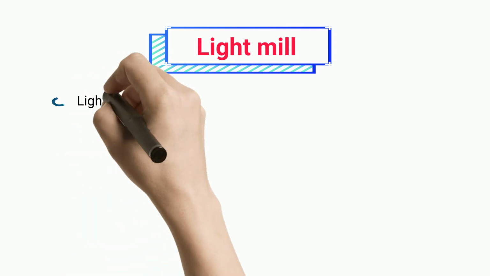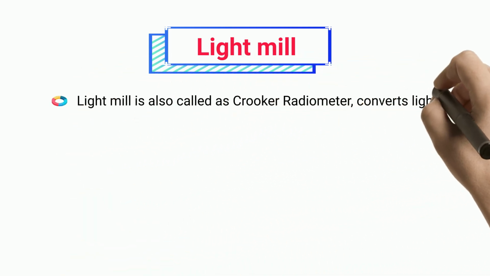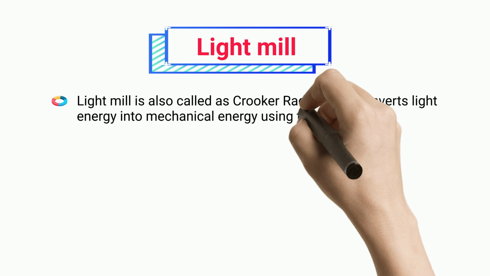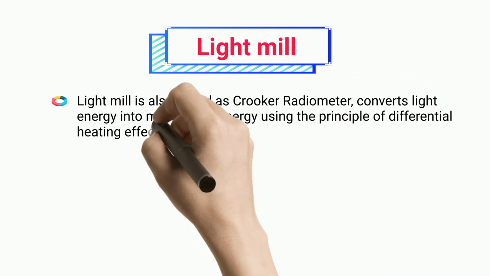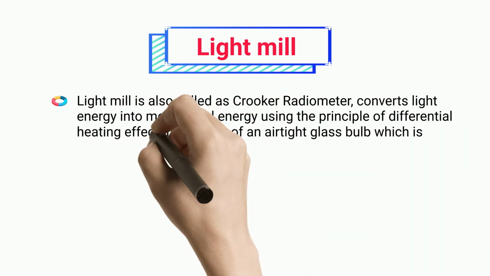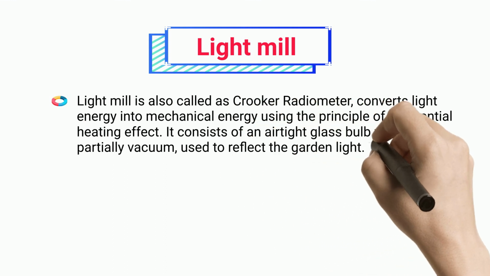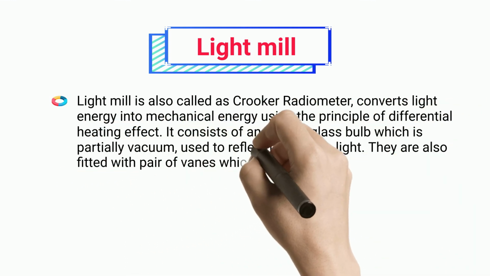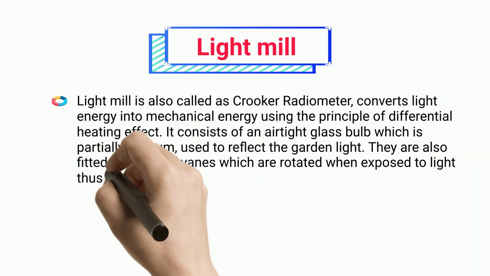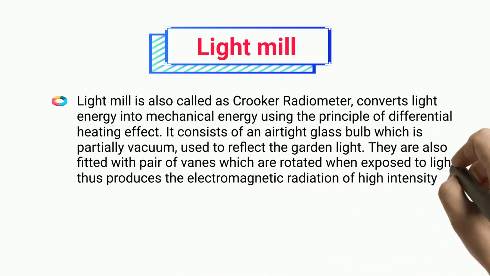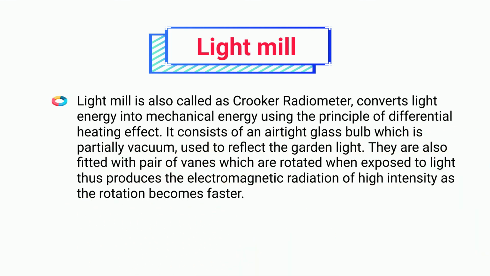Light mill. A light mill is also called a Crookes radiometer. It converts light energy into mechanical energy using the principle of the differential heating effect. It consists of an airtight glass bulb which is partially vacuum, used to reflect the garden light. They are also fitted with a pair of vanes which rotate when exposed to light, and the rotation becomes faster as the intensity of the radiation increases.